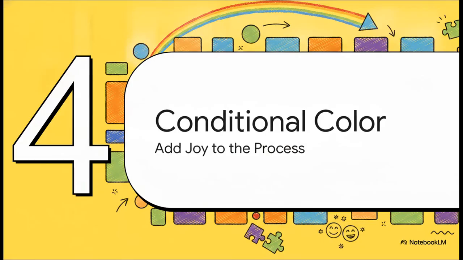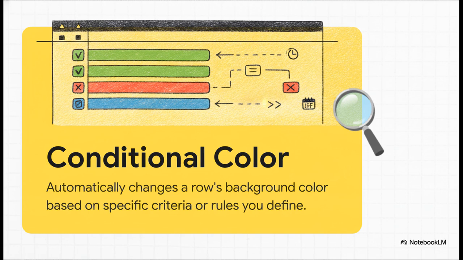Okay, moving on to my absolute favorite part of this whole explainer, Section 4, Conditional Color Formatting. If you really want to make your database user-friendly, you have to add a little bit of joy to it. If you're an Excel or Google Sheets veteran, you probably know this as conditional formatting. Basically, it's a feature where you set up a rule, and when a task meets that rule, Notion automatically changes the background color of that specific row. But unlike the clunky older spreadsheet software, Notion makes setting this up beautifully visual and incredibly intuitive.